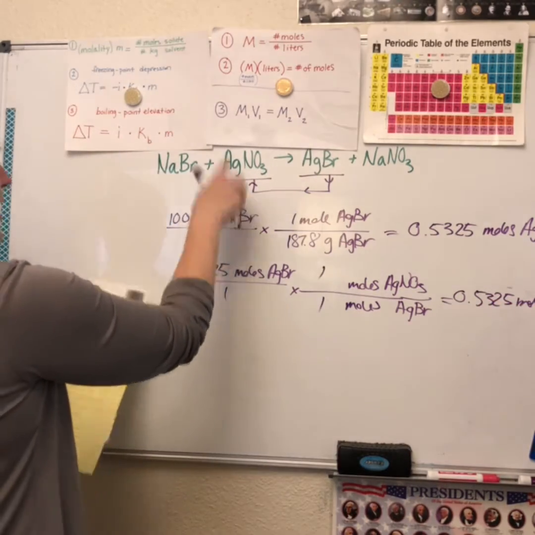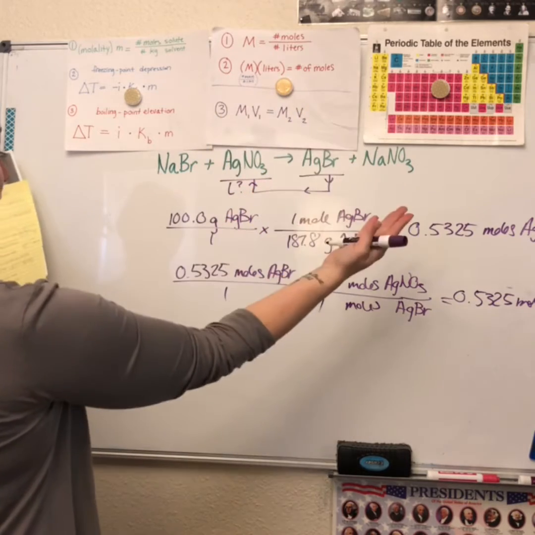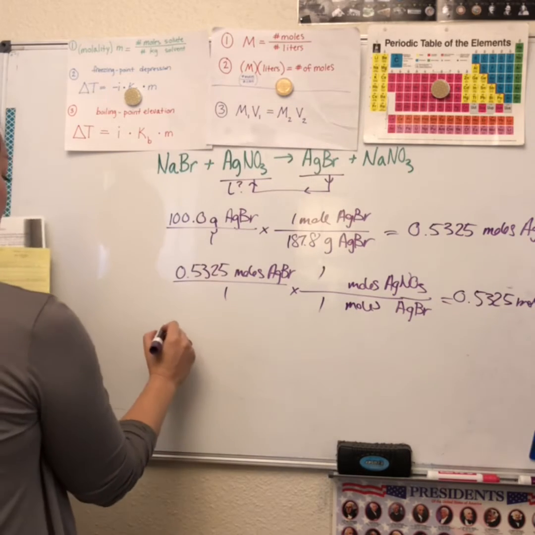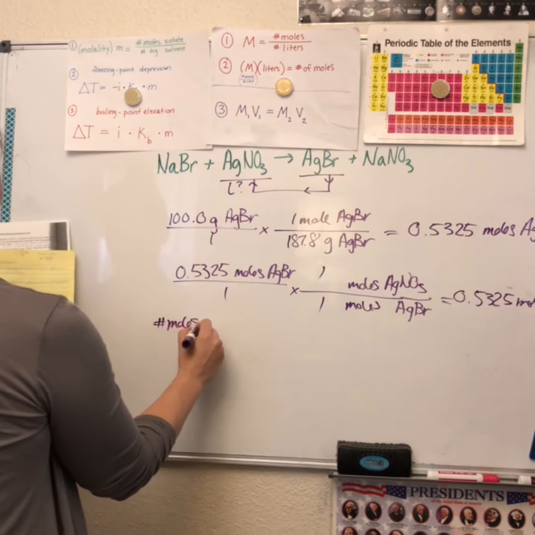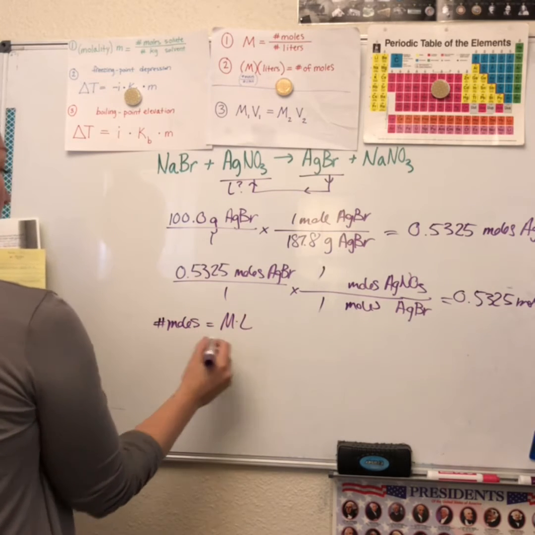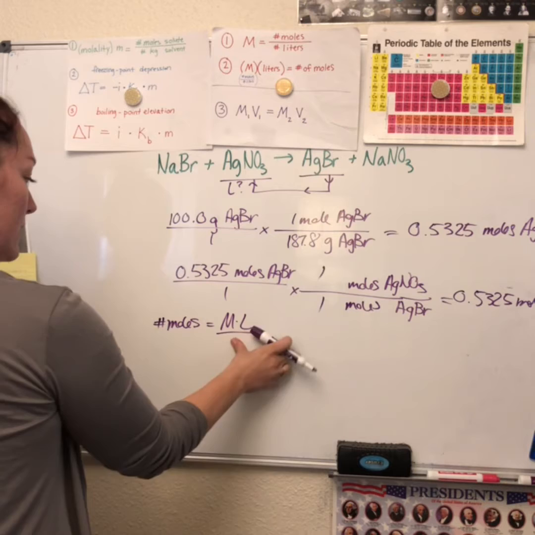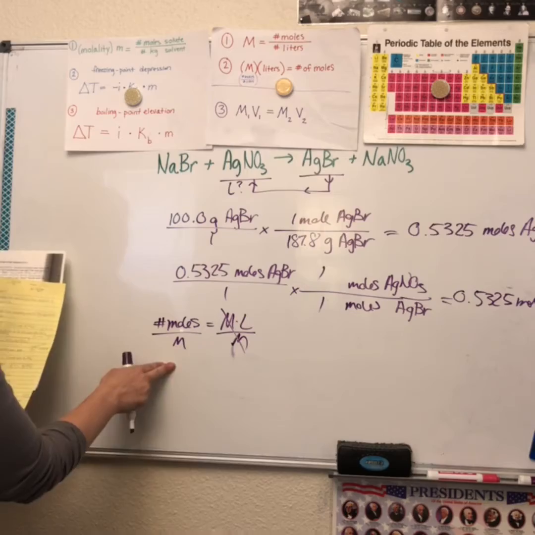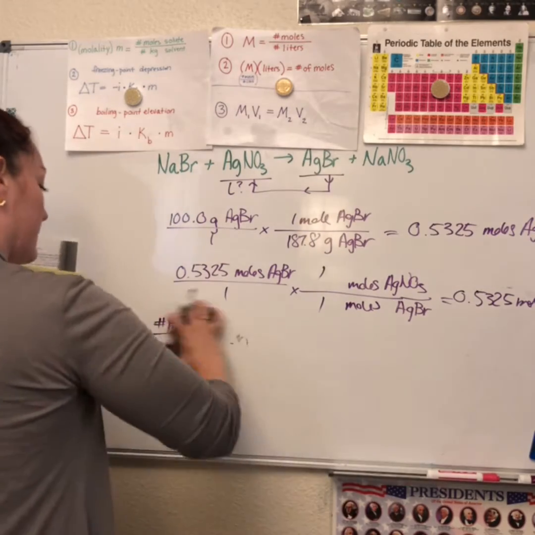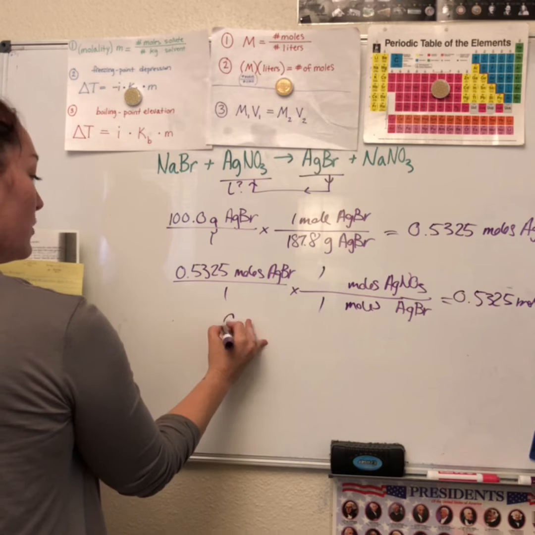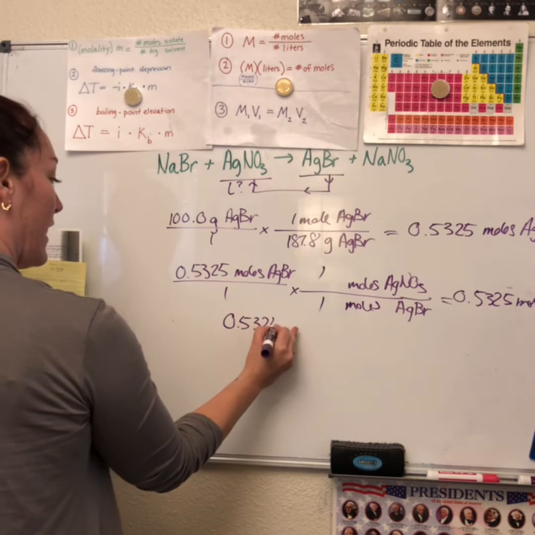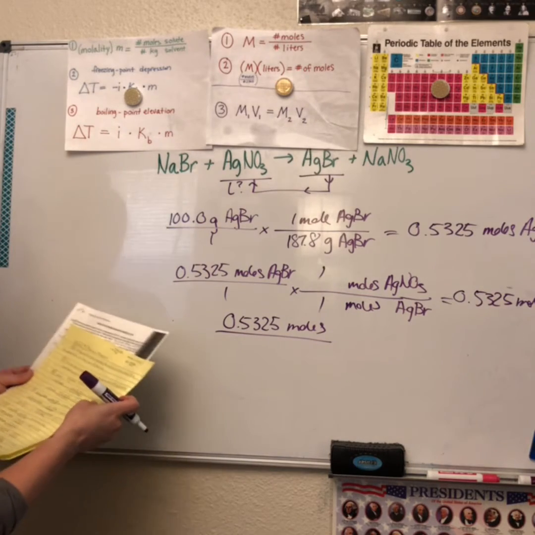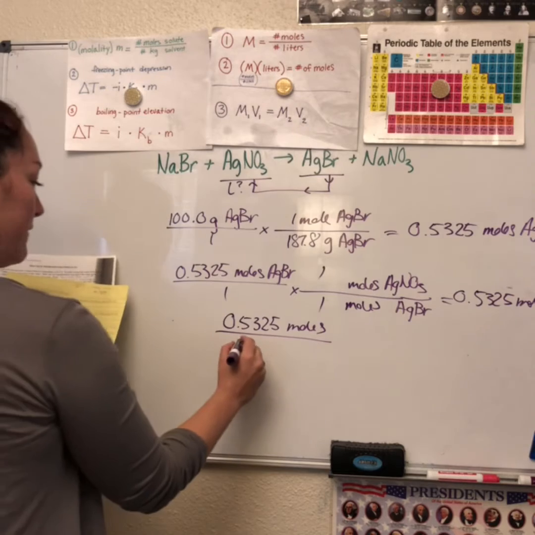Now, I've got moles of this. I need to get to liters. So I go up here and I see what I have, okay? I have moles and I need to get to liters. So here's my equation, moles, capital M, capital L. If I want to get liters by itself, I'm just going to do a little bit of algebra to move that equation around. So it looks like I'm going to put my moles over my molarity, okay? So my number of moles, 0.5325 moles over my molarity. And they gave that, it is 2.5 moles.